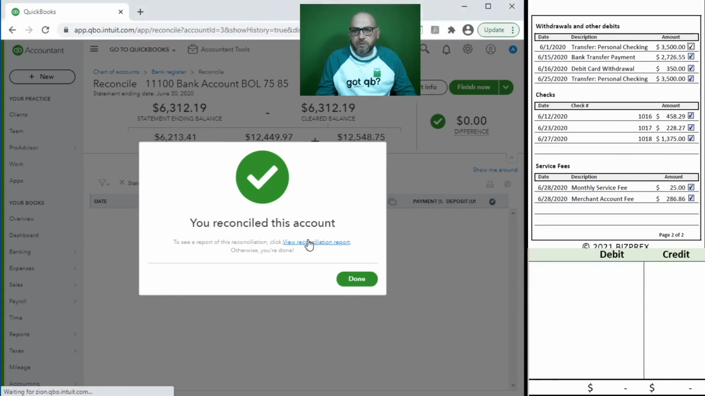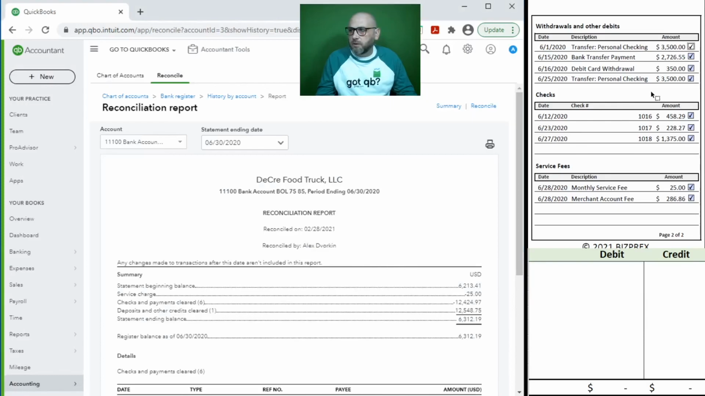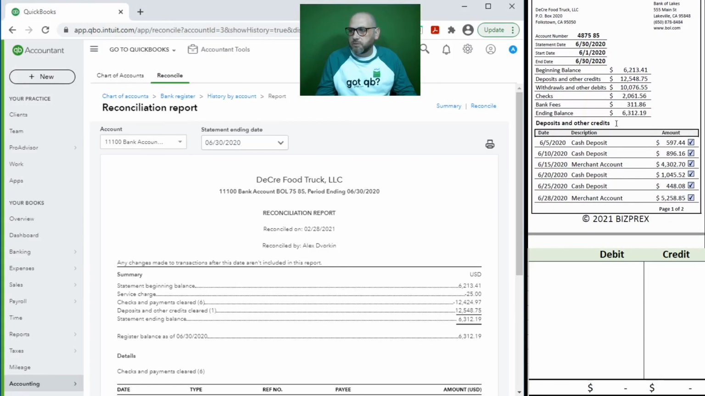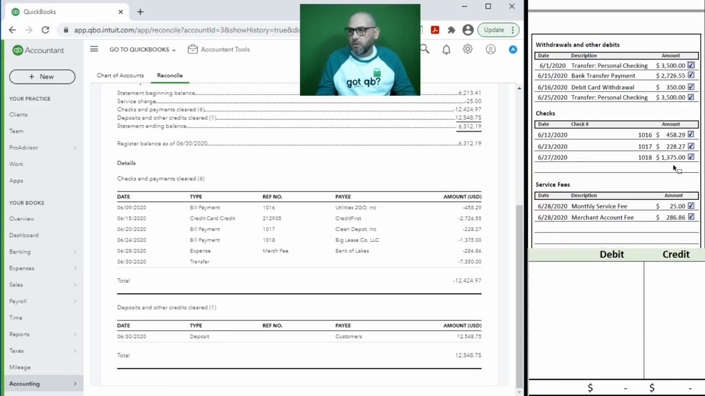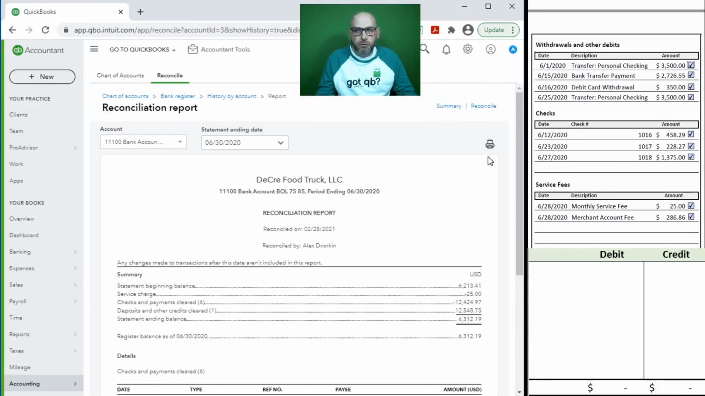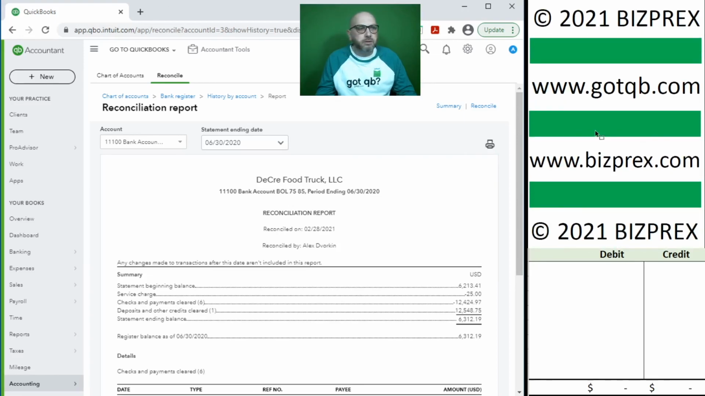So we can do the reconciliation report right here. All right, let's make sure everything matches. Yes, balance matches. Transactions, deposits, we can compare it to this lump sum right here, that matches. Okay, our transactions, our checks are all there. That's good. Okay, our $25 right here, our merchant fee, and our draw. Everything is here. We're good to go. We would print it, attach it to our bank statements, and we're done with the reconciliation of June.